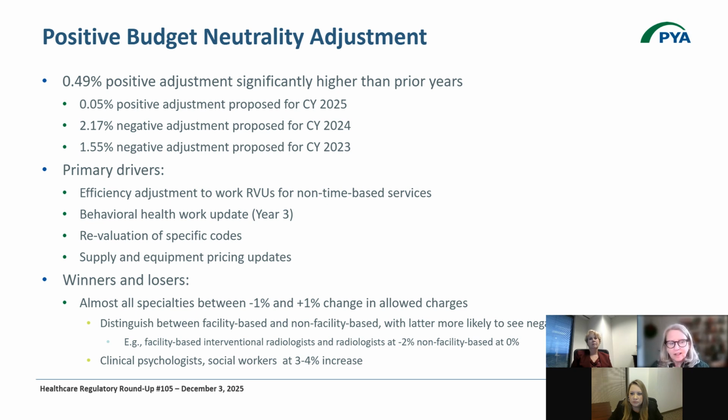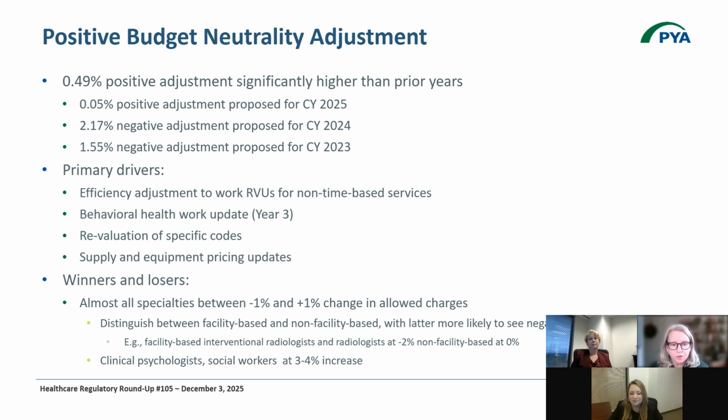So what that means in the policy action that CMS has taken, it has either reduced coverage for services or it has changed the value of services such that the RVUs are lower. So again, CMS is anticipating that decline in the number of billable services, and thus budget neutrality ensures then that the conversion factor is increased as a result of that. For this year, what's driving that positive adjustment is the efficiency adjustment that Sarah is going to discuss. Also, the behavioral health work update in the third year of those updates, some reevaluation of specific codes, and then supply and equipment pricing updates are driving that.